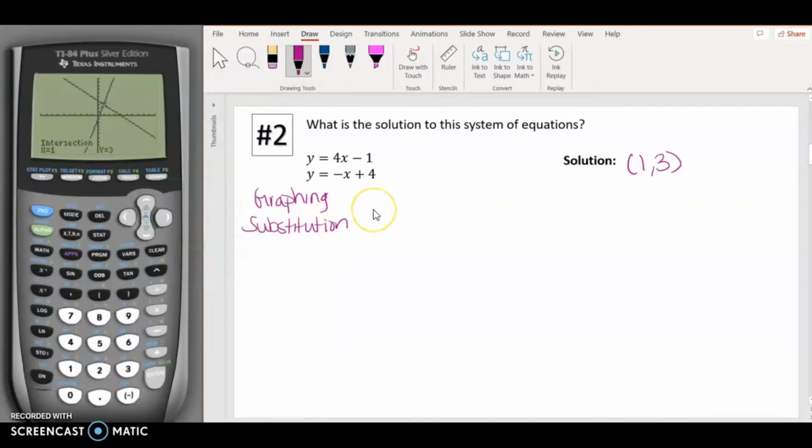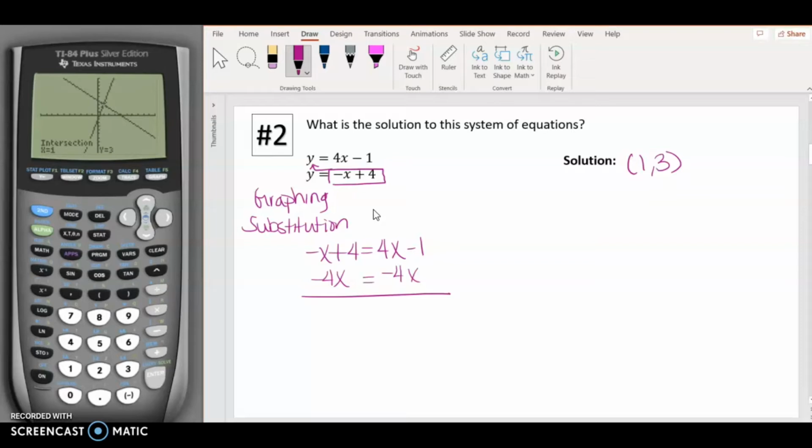Another way to do this problem is to solve by substitution. Notice that both of these equations are equal to y. So I can take this expression, negative x plus 4, and substitute it into the first equation for y. So I will get negative x plus 4 equals 4x minus 1. So now to solve this equation, I need to move all of my x terms to one side. So I'm going to subtract 4x from both sides of the equation.